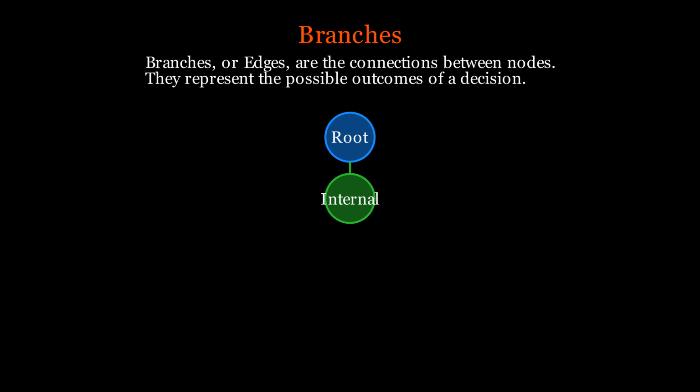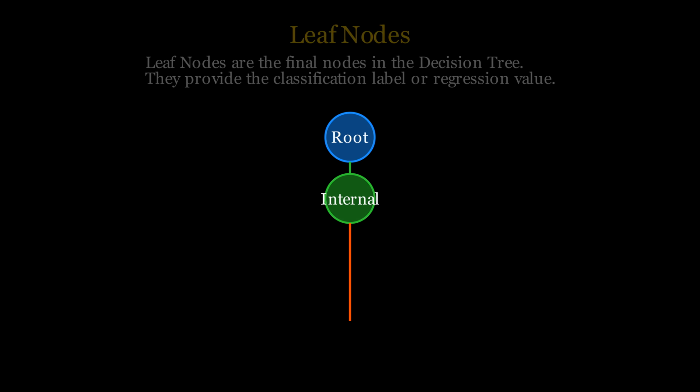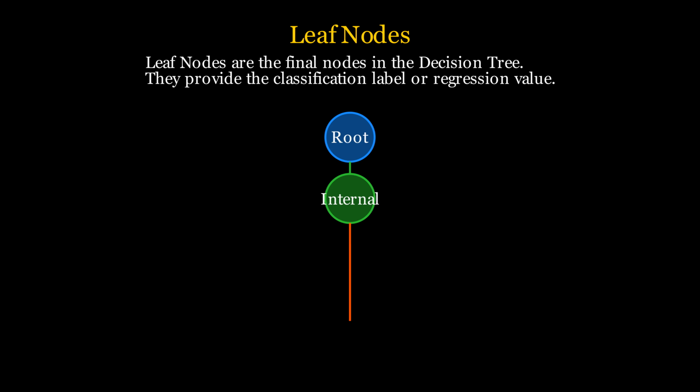Branches, or edges, are the connections between nodes. They represent the possible outcomes of a decision. Leaf nodes. Leaf nodes are the final nodes in the decision tree. They provide the classification label or regression value.